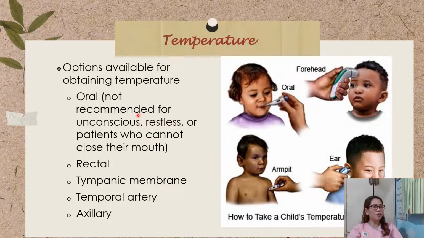There are options available for obtaining the temperature of your client. You can use oral. Actually, the oral temperature is not recommended for an unconscious client, or restless patients, or patients who cannot close their mouth, because the result might be inaccurate or it might cause injury to your client since they are unconscious. We have also the rectal, the tympanic membrane, and the temporal artery. Usually for the tympanic membrane and the temporal artery, we will be using the infrared thermometer, and also the axillary.